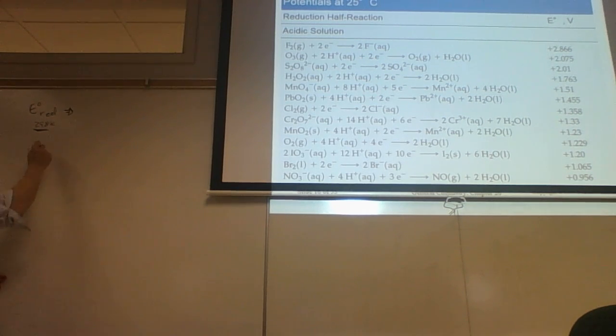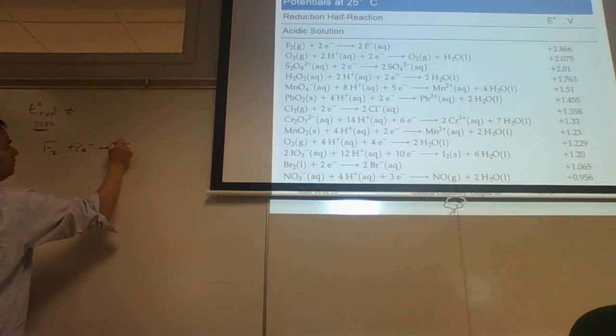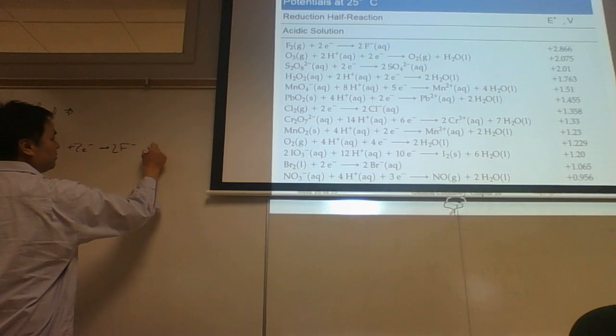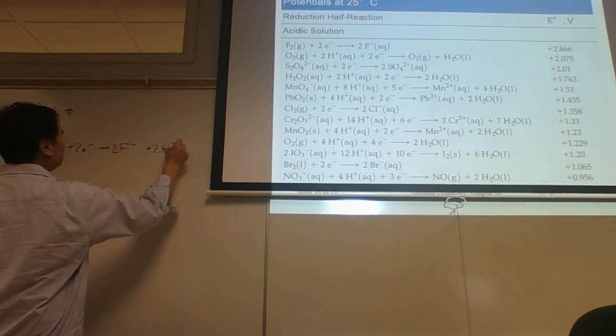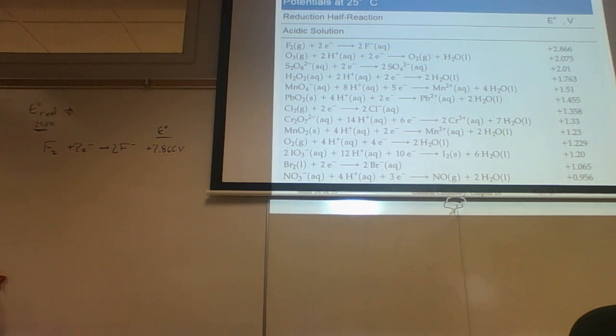When we look at it, what has the highest standard reduction potential? Well, it looks to be fluorine. Fluorine has the highest standard reduction potential at plus 2.866 volts. What has the lowest standard reduction potential? Lithium ion has the lowest.